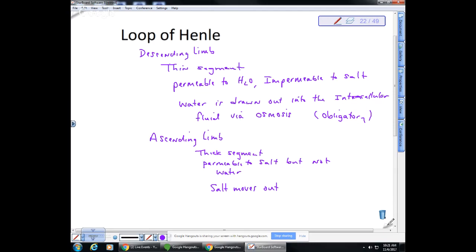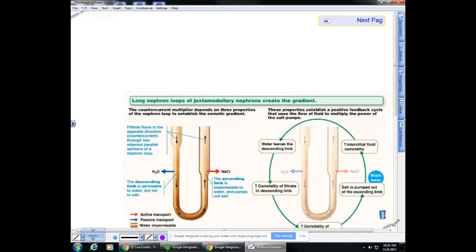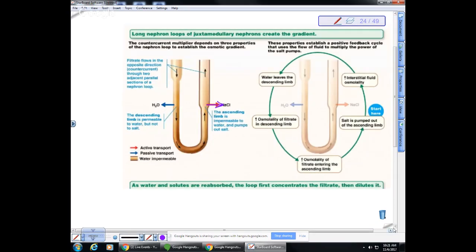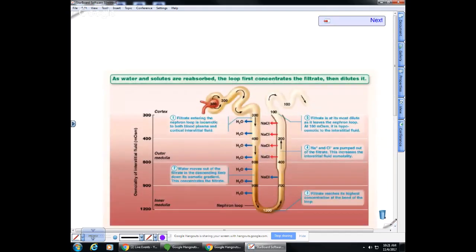If we look at a diagram here, this is the thick segment. Salt gets pushed out here. As we move back up, the salt comes out here, but it is also actively transported. I should mention that whenever you see red, that means it's actively transported out. So when we get to the top, it's going to be actively transported. The blue is passive, red is active. So it's against the concentration gradient?